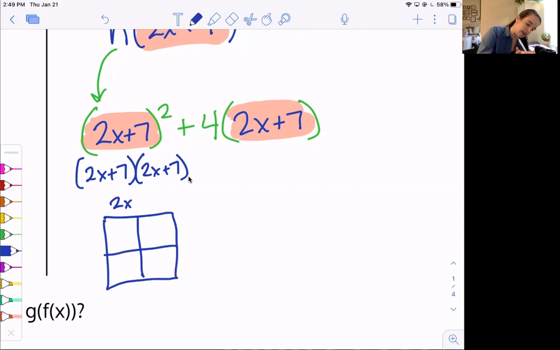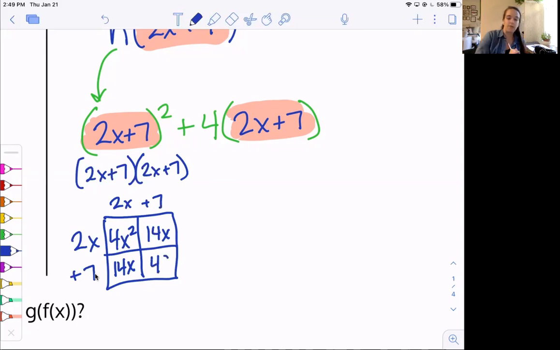Here we go. 2x plus 7. 2x plus 7. 2x times 2x gives me 4x squared. 7 times 2x gives me 14x. 2x times 7 gives me 14x. 2 times 7, 14. 7 times 7 is, quick math, 49. Thank you, Faith. 49.